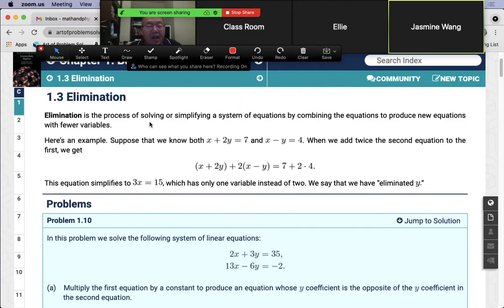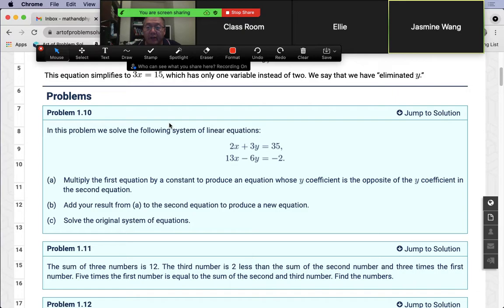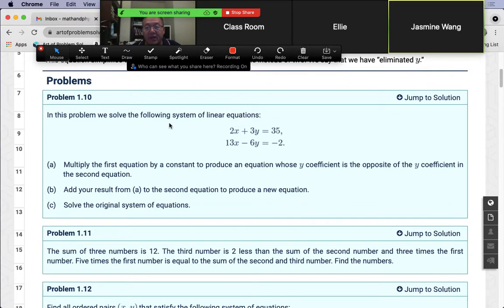So have you got it? Okay, so now let's do example 1.10. Ellie, can you help me read 1.10? Ellie, are you there? Okay, so Jasmine, can you read this problem?